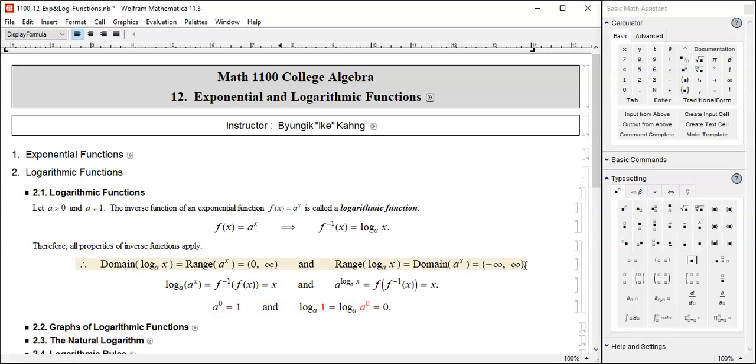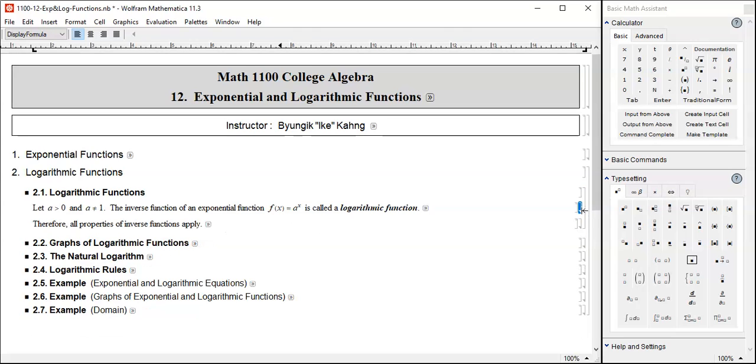Let's come back to this. Domain becomes range, range becomes domain. Okay, that's what the original and inverse functions do. But which is which? Let's answer the question graphically.